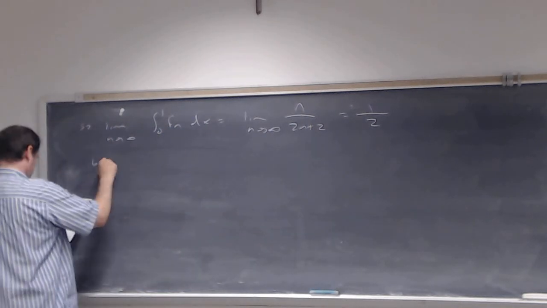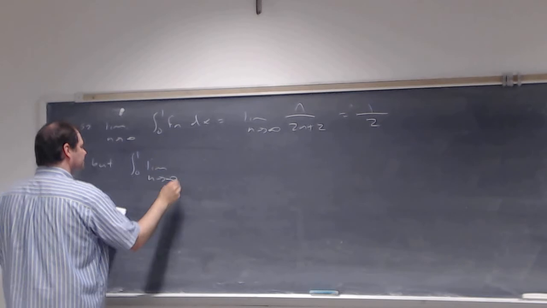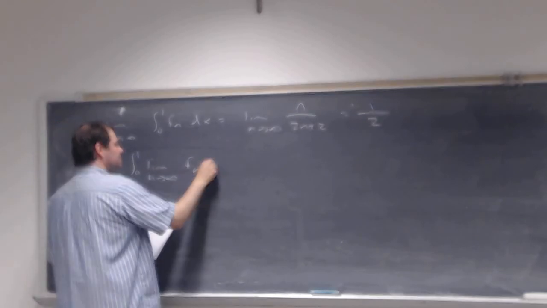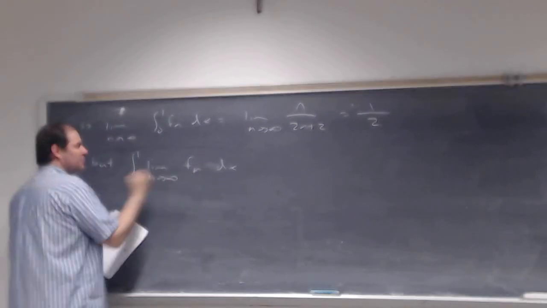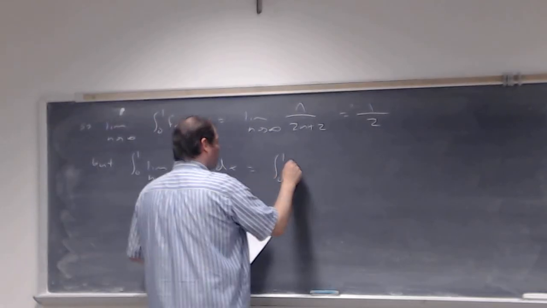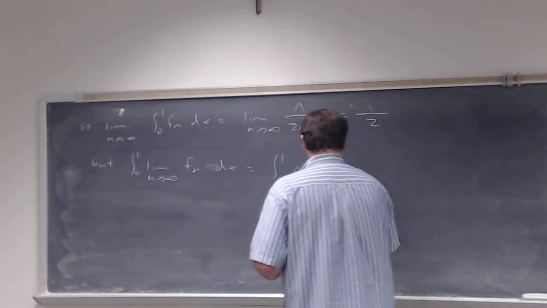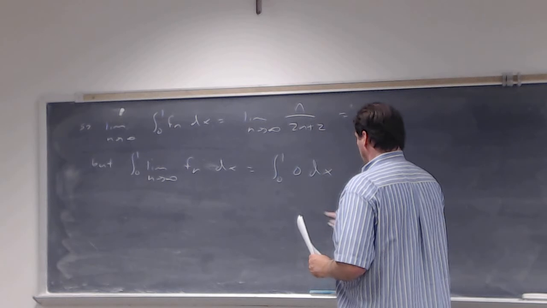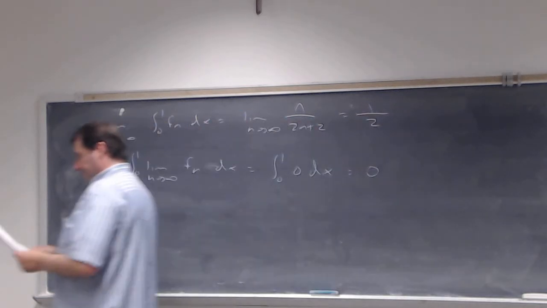But the integral from 0 to 1 of the limit as n goes to infinity of f sub n dx. Now remember, the sequence of f sub n converges pointwise to 0. So this is the integral from 0 to 1 of 0 dx. The integral of 0 is 0. That's what we get.